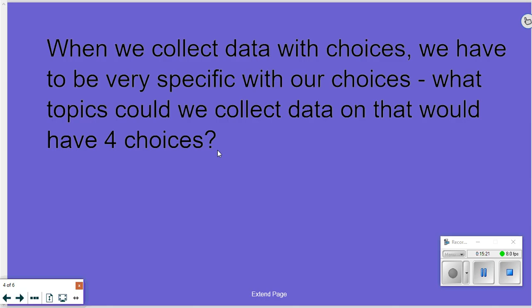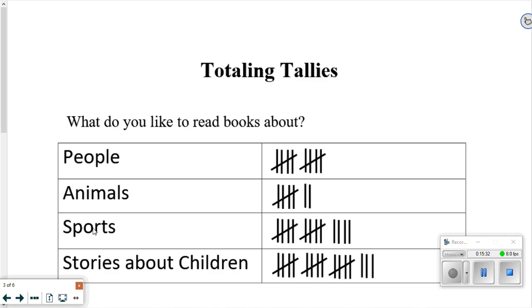When we collect data with choices, we have to be very specific with our choices. So for instance, in this last data set, they did not go up to someone and say, hey, what do you like to read about? Instead, they said, hey, what do you like to read about from these 4 options? People, animals, sports, stories with children. All right, so when we are collecting data, we want to be very specific.